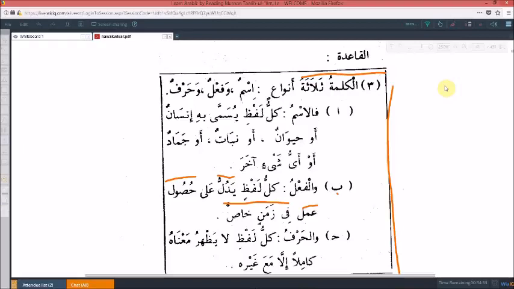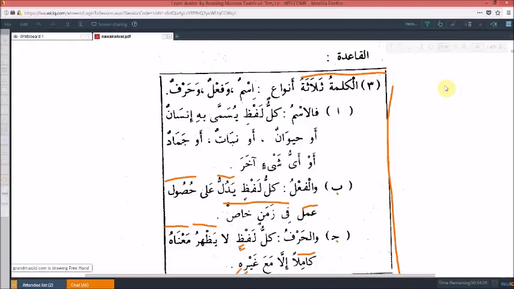والحرف, letter جيم, the particle is كل لفظ, every wording, لا يظهر معناه كاملا إلا مع غيره, is every word whose meaning is not completely apparent except with other than it.